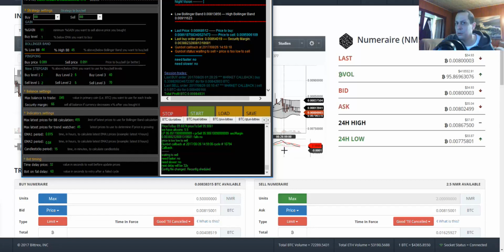If it's like a doo-doo coin and you're afraid it's gonna dump on you, then maybe you can set your security margin a little bit lower, but that's up to you.